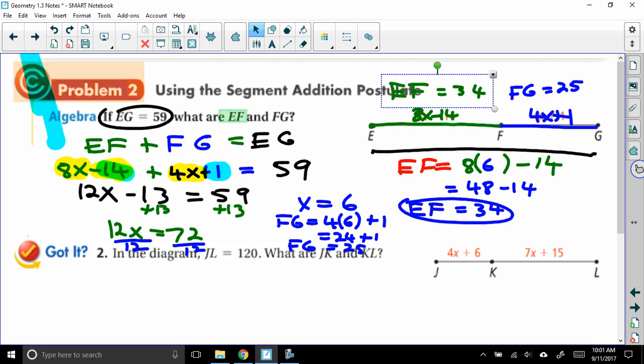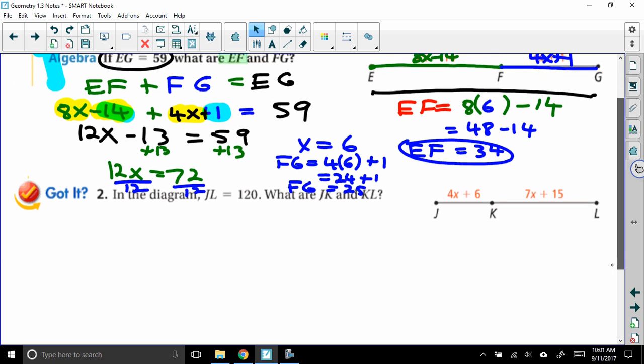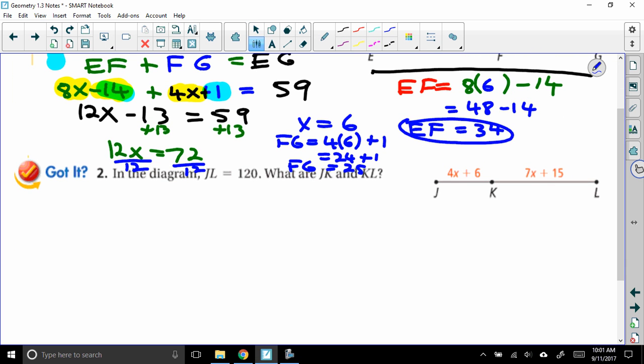Okay. So again, just don't leave the groceries in the car. What I mean by that is the directions don't just say find x. You've got a little bit more to do.